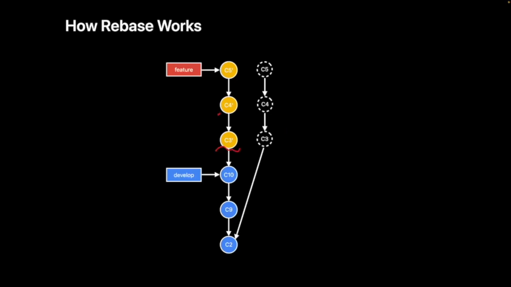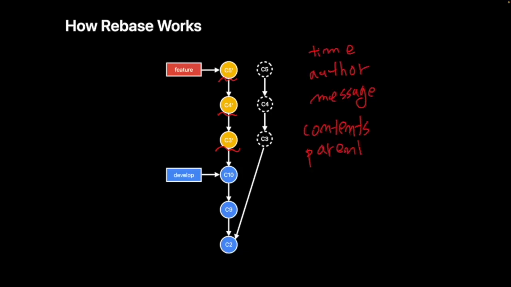Earlier, we mentioned that commits are identified by their hash. A commit's ID is its hash. The hash is generated based on the commit's content, creation time, author, commit message, and parent. When you perform a rebase, it generates new commits, which means the timestamp for the commit creation changes.